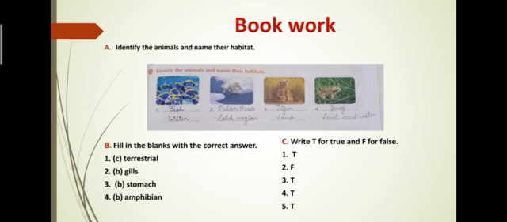B1 is filling the blanks with the correct answer. First C terrestrial, second B gills, third B stomach, fourth B amphibian. C1, write T for true and F for false. First one true, second one false, third one true, fourth one true, fifth one true.